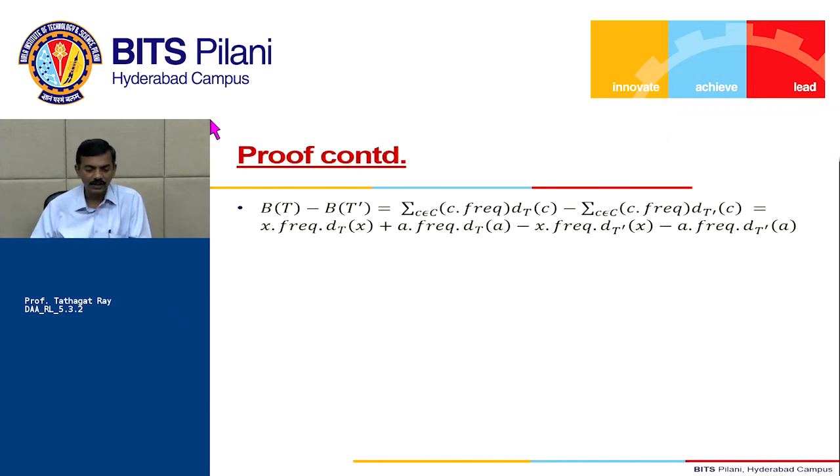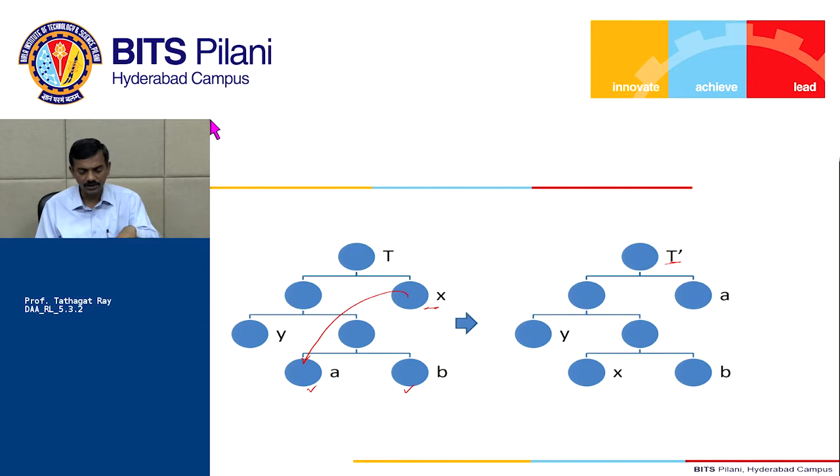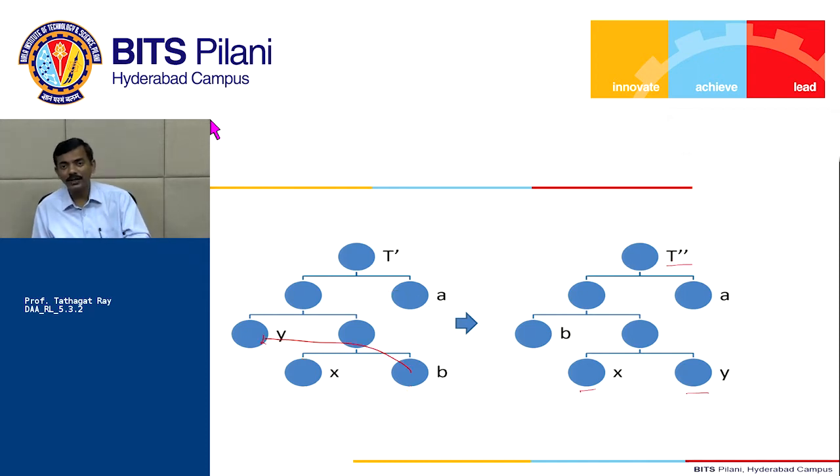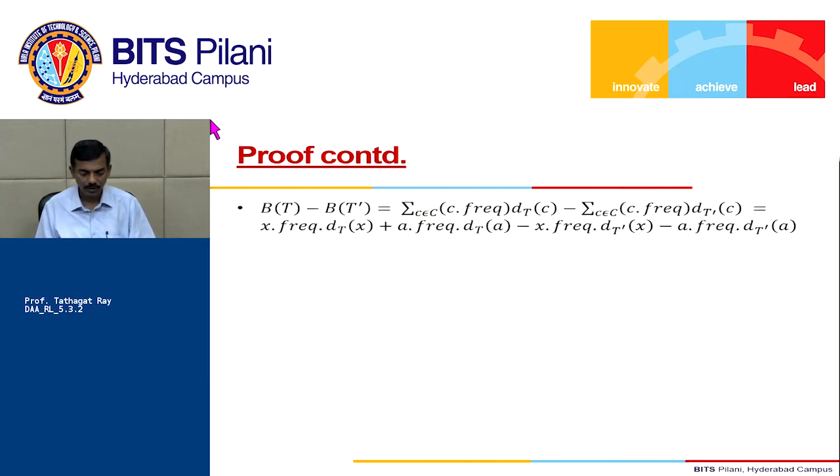So first thing you notice: what is BT minus BT prime? BT prime is when you exchanged between A and X, the first step. So in T, you exchange the node X and A. What is A? A is the character with the maximum depth. So what is the cost BT minus BT prime? If you break it up, it is nothing but this quantity: the frequencies of the character C in C times the depth of C in T, minus the depth of it in T prime.